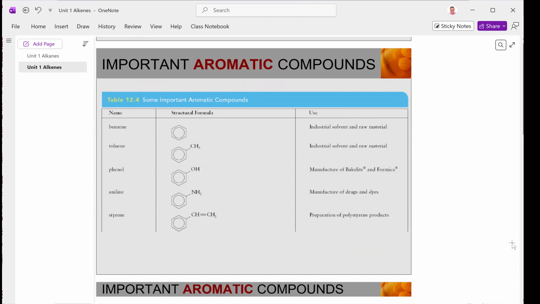Now, aromatic compounds are ubiquitous. They're all over the place. Biochemically, you'll see them a lot. Organically, you'll see them a lot. Industrial, agricultural, food industry, they're just all over the place. Again, because they are so stable.